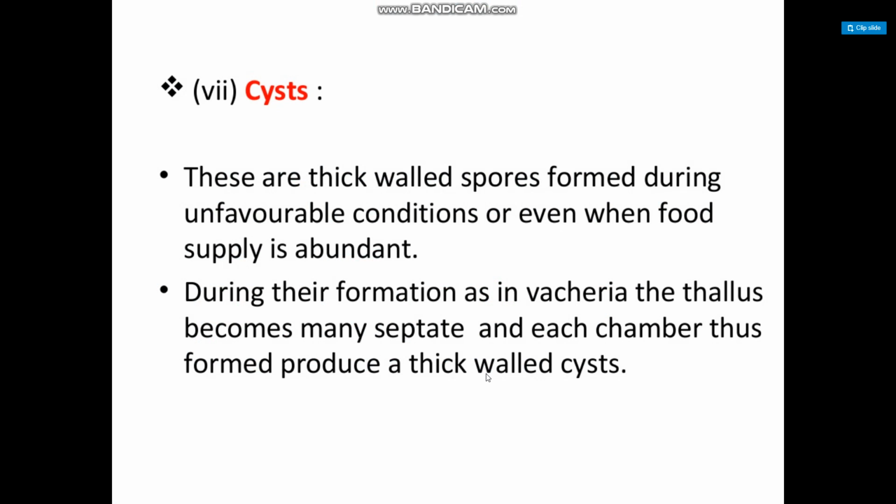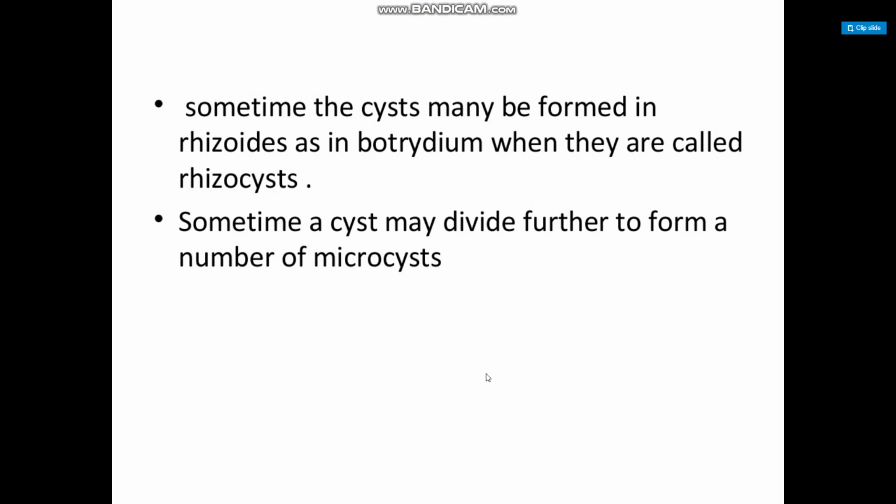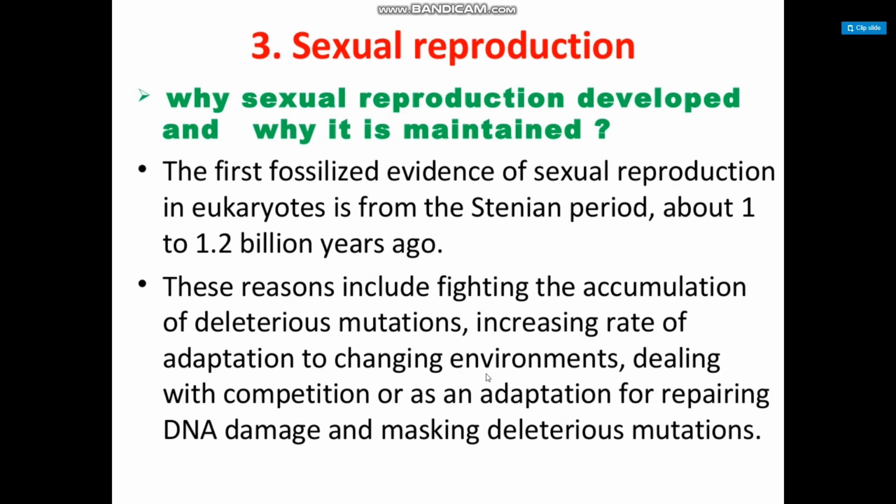Cysts. These are thick-walled spores formed during unfavorable conditions or even when the food supply is abundant. During their formation, as in Vaucheria, the thallus becomes many septate, and each chamber thus formed produces a thick-walled cyst. Sometimes the cysts may be formed in rhizoids, as in Botrydium, when they are called rhizocysts. Sometimes a cyst may divide further to form a number of microcysts.